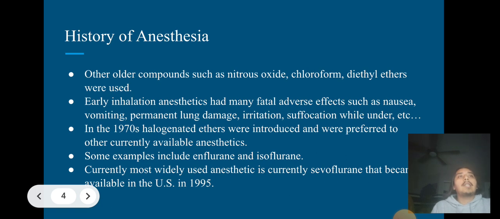It was not until the 1970s that halogenated ethers were introduced, such as enflurane, which would then later be replaced by newer and more efficient ethers. One of the most widely used anesthetics in our time is sevoflurane, which became available in the US in 1995.